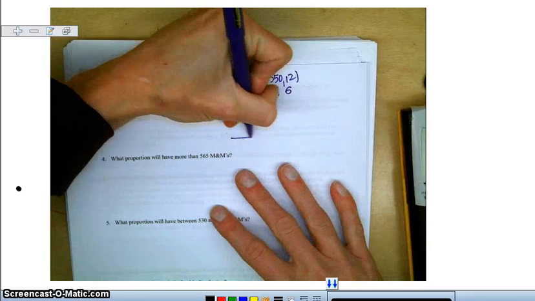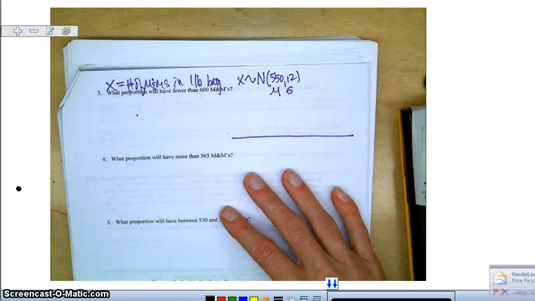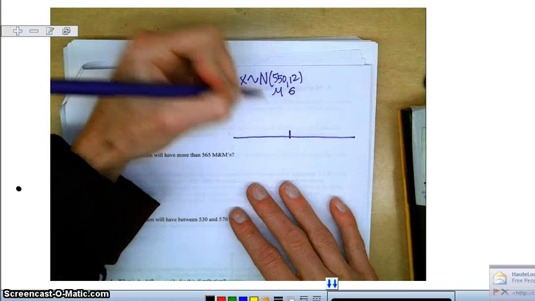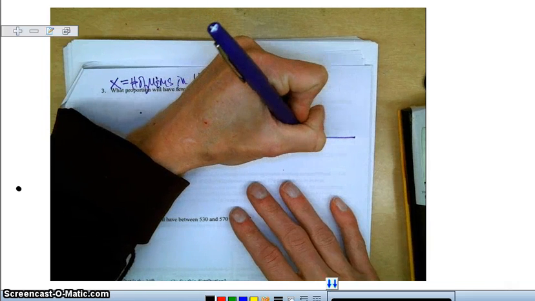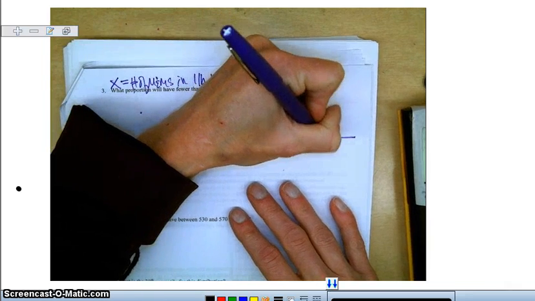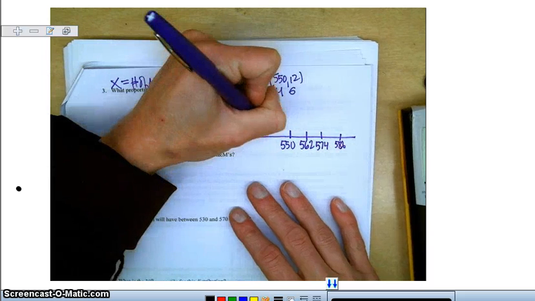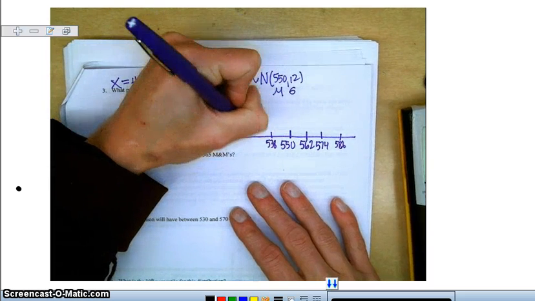I'm going to draw myself a picture, same picture we had on the last video. The mean would be 550, and then at each standard deviation mark I add 12 to go up and subtract 12 to go down.